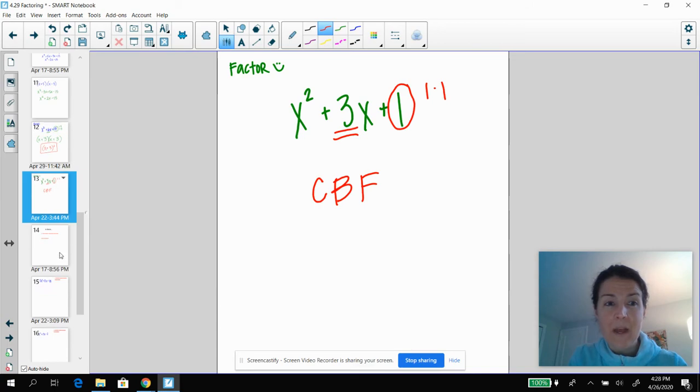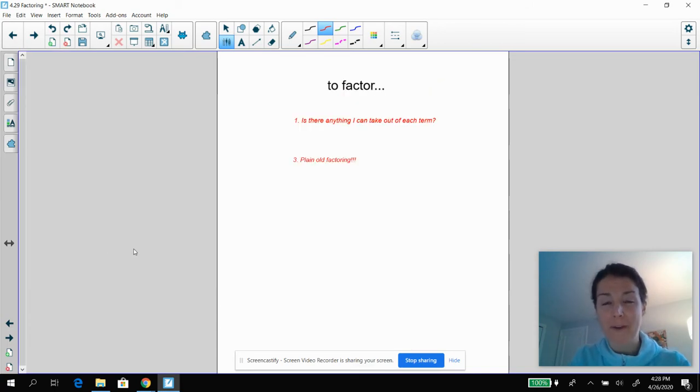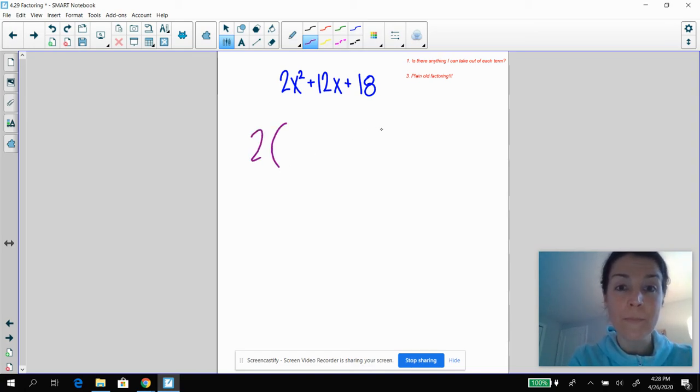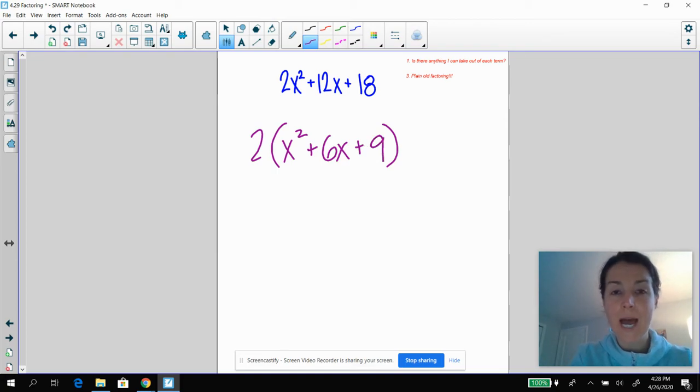All right. So here are the questions you want to ask yourself when you're factoring. And you'll see that these questions are numbered 1 and 3. That's because the thought process is missing step 2, and we'll get there. So the first thing you want to ask yourself always is, is there anything I can take out of each term? So here's a trinomial. Is there anything I can take out of each term first? Well, yeah, actually, there's a 2 in each one of these terms. So I want to get rid of that 2. So what's left on the inside? X squared plus 6x plus 9.